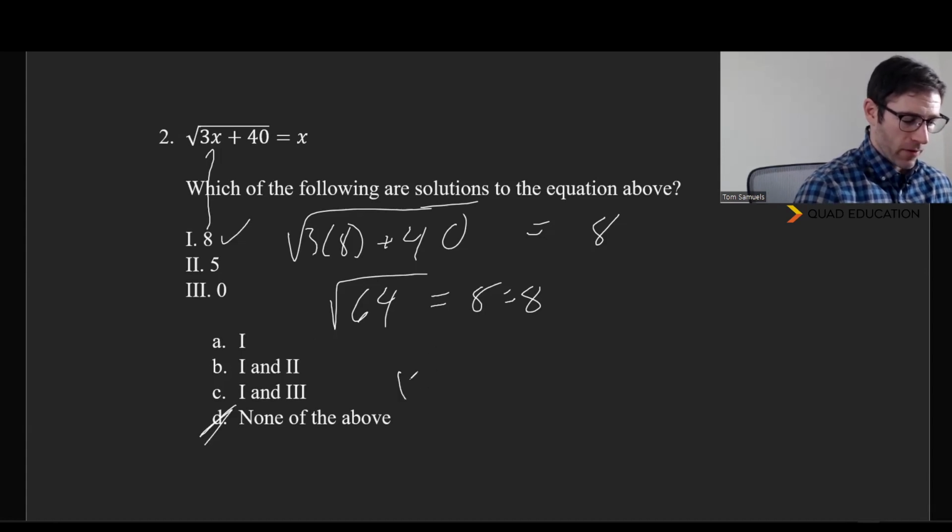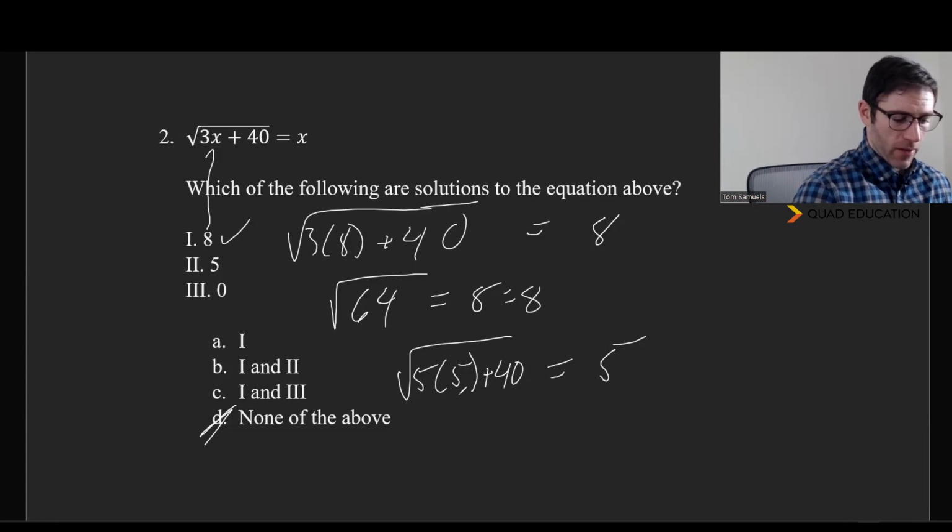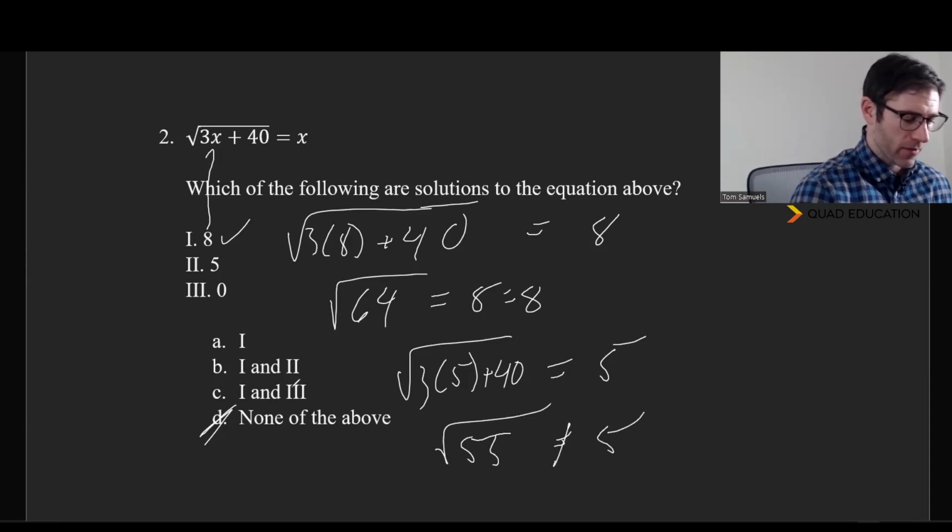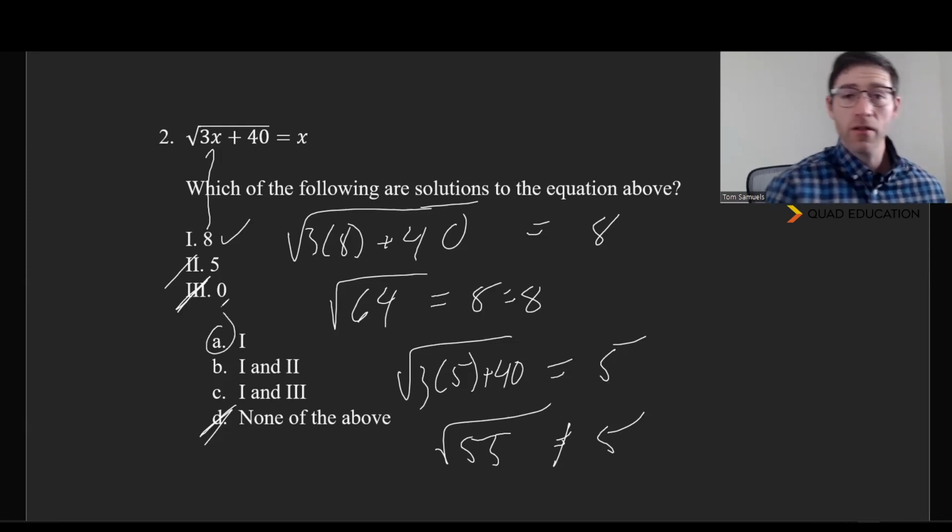And so how about 5? So that's the square root of 3 times 5 plus 40. Let's see if that equals 5. Sorry, 3 should be in there, excuse me. 3 times 5 plus 40, and that's going to equal 15 plus 40, which is 55. And the square root of 55 is not 5. And so we can go ahead and say that it's not that one. And 0, the square root of 40 is not going to be 0, so there's no 0 solution there. And so we're left with just the first one.